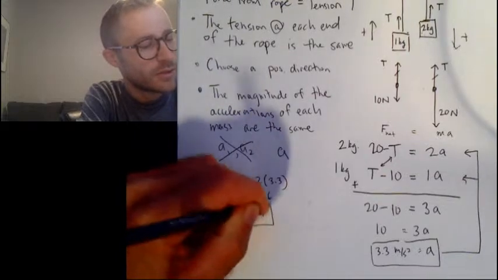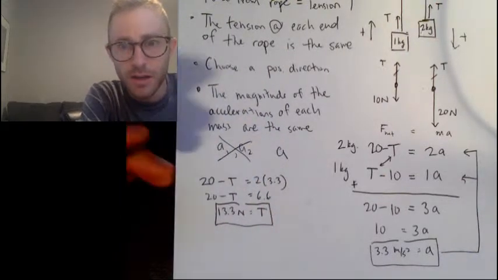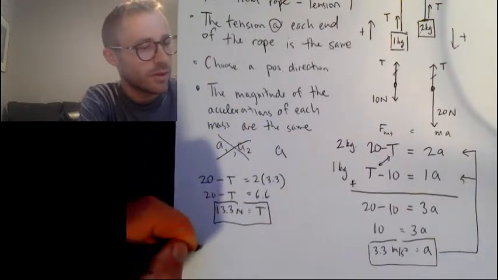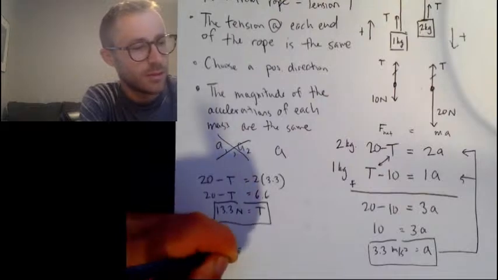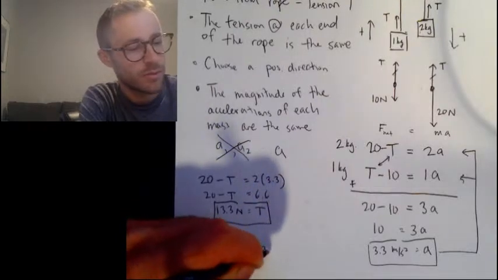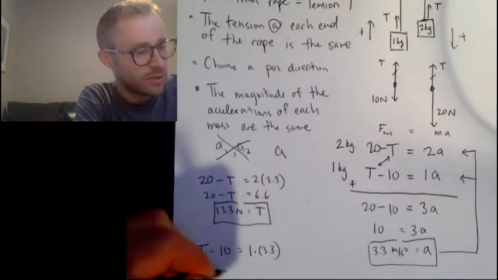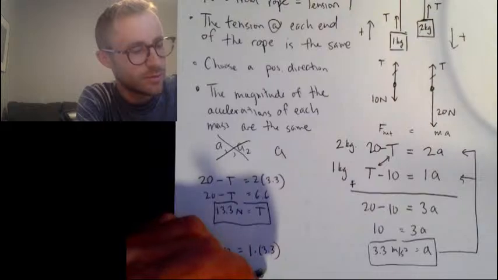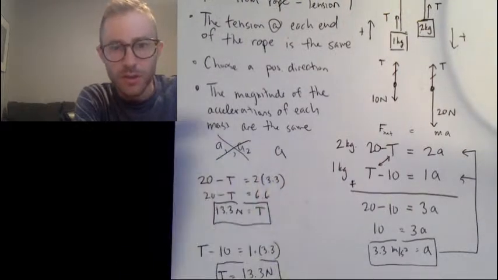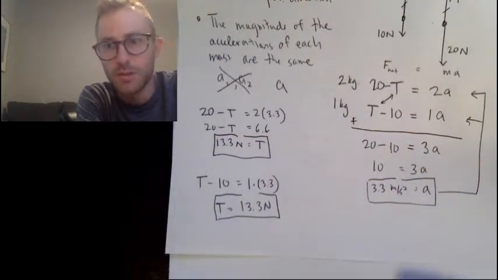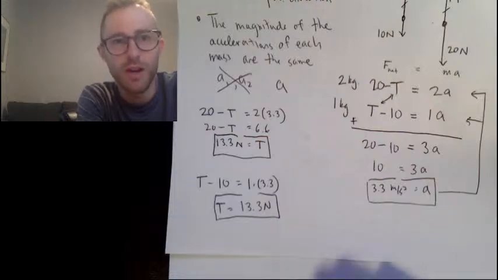All right? So if I'm not confident in myself, I could do the exact same thing with the other equation, and I could say, T minus 10 equals 1 times 3.3. Then I add the 10 to the other side, and I get tension equals 13.3 newtons. So I get the same answer for the tension no matter which equation I substitute into, and that is basically proof that I found the right answer.